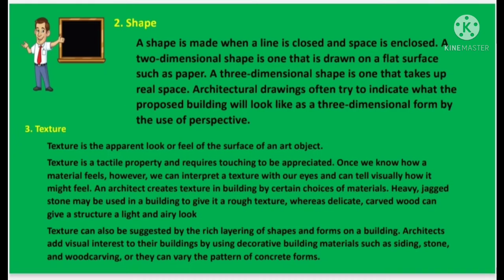Number two is shape. A shape is made when a line is closed and space is enclosed. A two-dimensional shape is one that is drawn on a flat surface such as paper. A three-dimensional shape is one that takes up real space. Architectural drawings often try to indicate what the proposed buildings will look like as a three-dimensional form by the use of perspective.